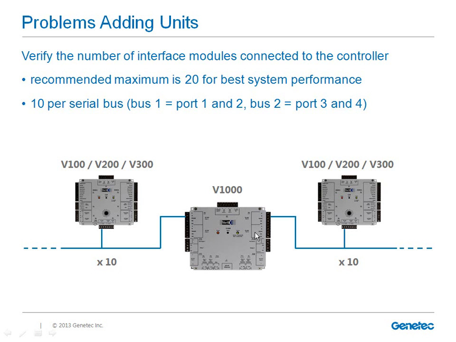Now, although a V1000 controller can theoretically go up to 32 interface boards, or 16 per bus, for best overall system performance we highly recommend keeping the number of interface boards to 20, or 10 per side.